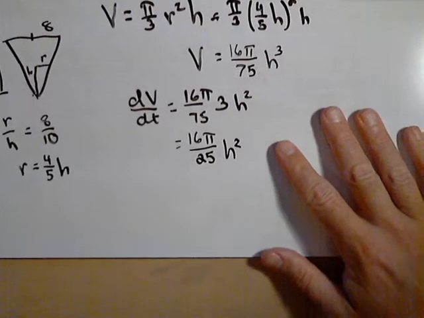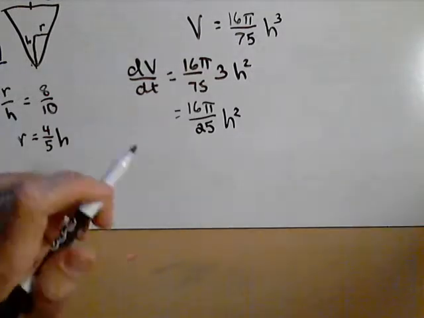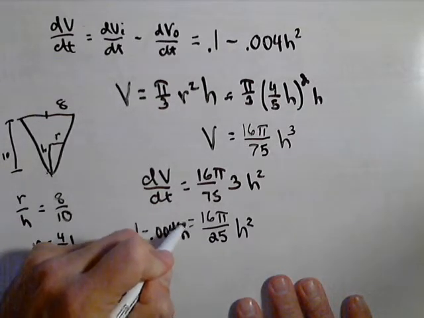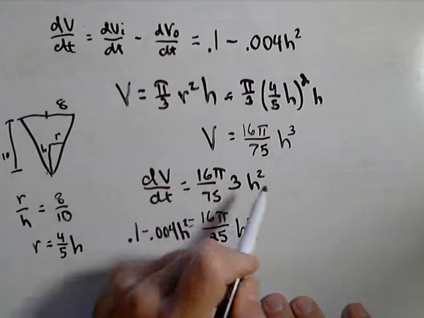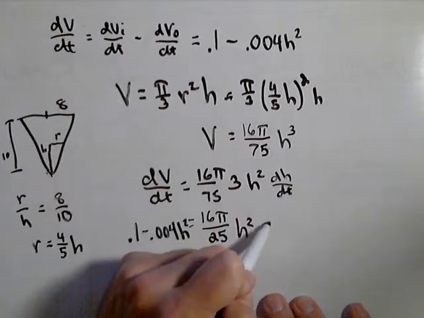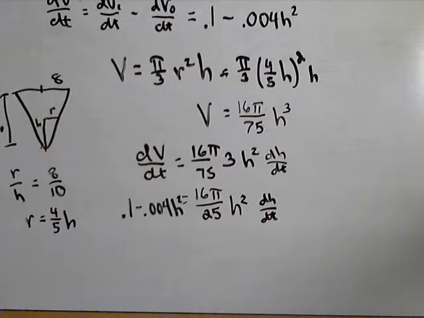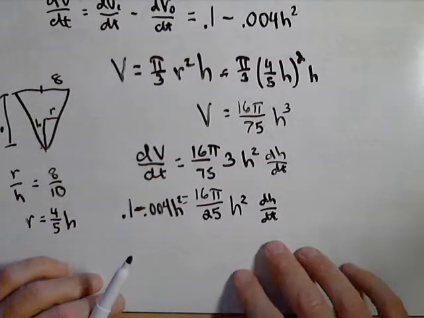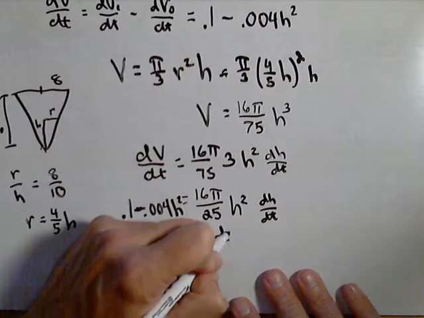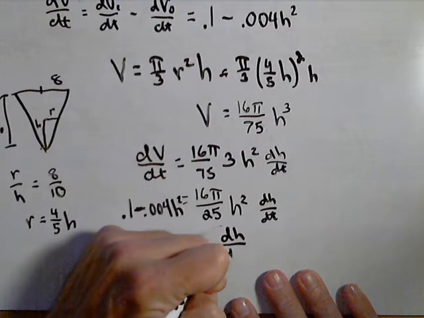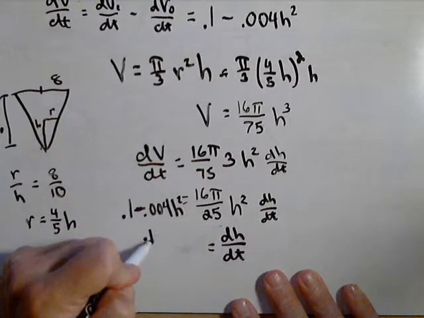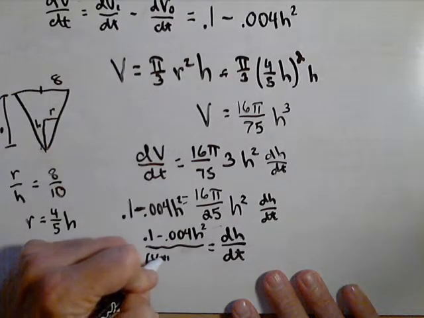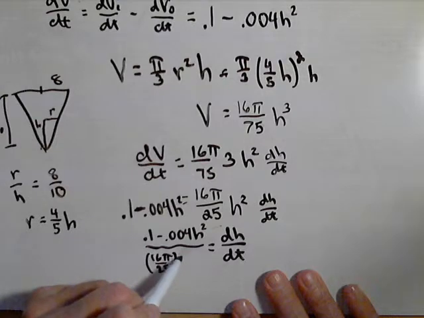Alright, now I'm going to plug in my dV/dt, which, if you remember from before, was 0.1 minus 0.004 h squared. Gosh, I'm sorry, when I did my derivative, I forgot to multiply by dh/dt by our chain rule. Now I'm going to see what's going on with dh/dt, so I'm going to solve this for dh/dt. I get dh/dt is equal to 0.1 minus 0.004 h squared over 16 pi over 25 h squared.